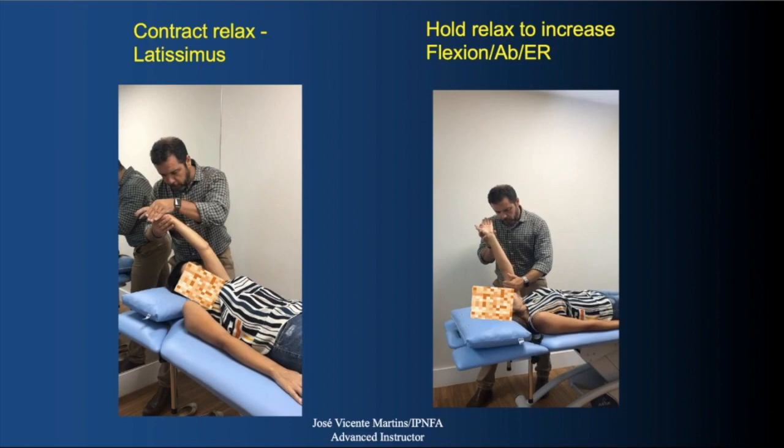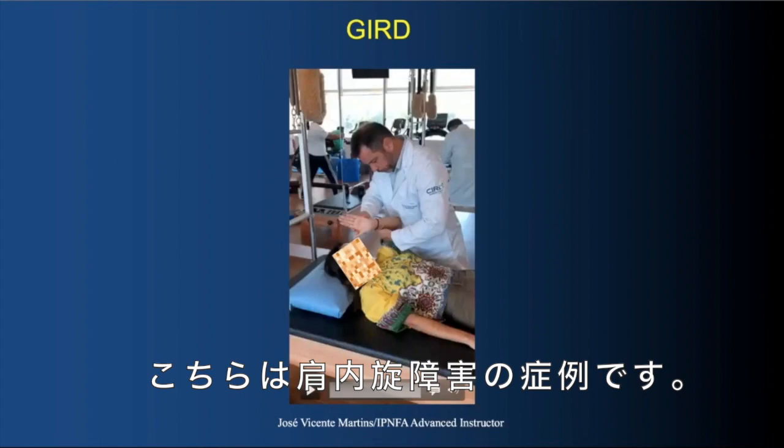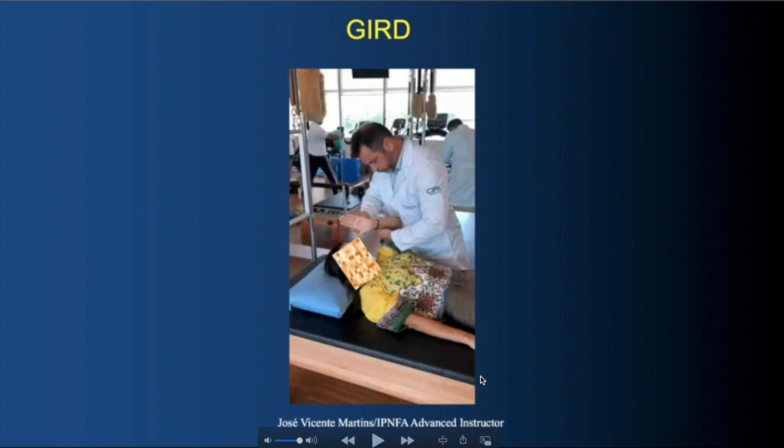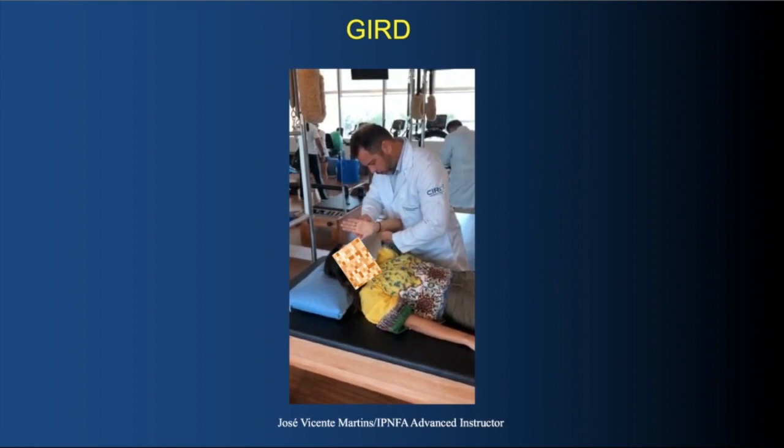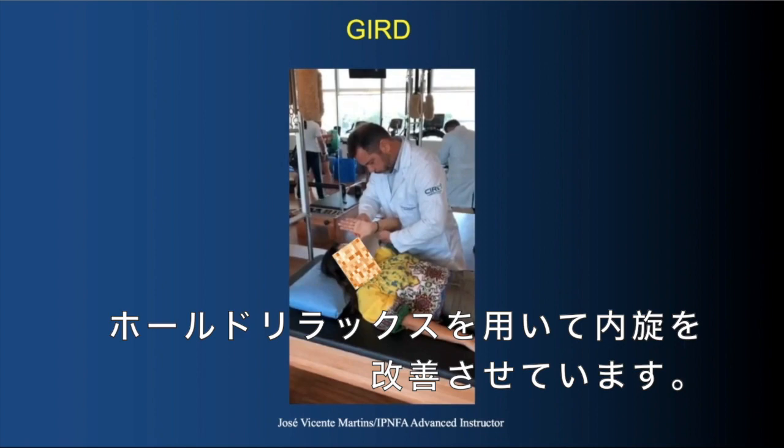So here, the patient with a limitation in the internal rotation of the glenohumeral joint. We can see here, to increase internal rotation.